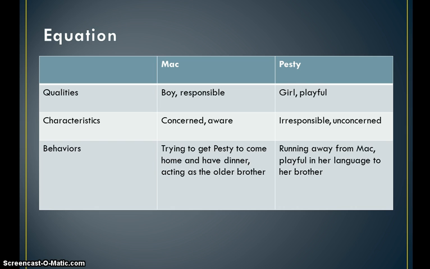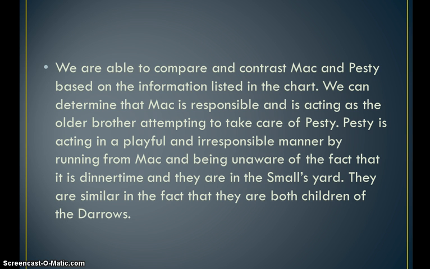Behaviors. Mac was trying to get Pesty to come home and have dinner. He was acting as the older brother. Pesty was running away from Mac and being playful in her language to her brother. We are able to compare and contrast Mac and Pesty based on the information listed in the chart.